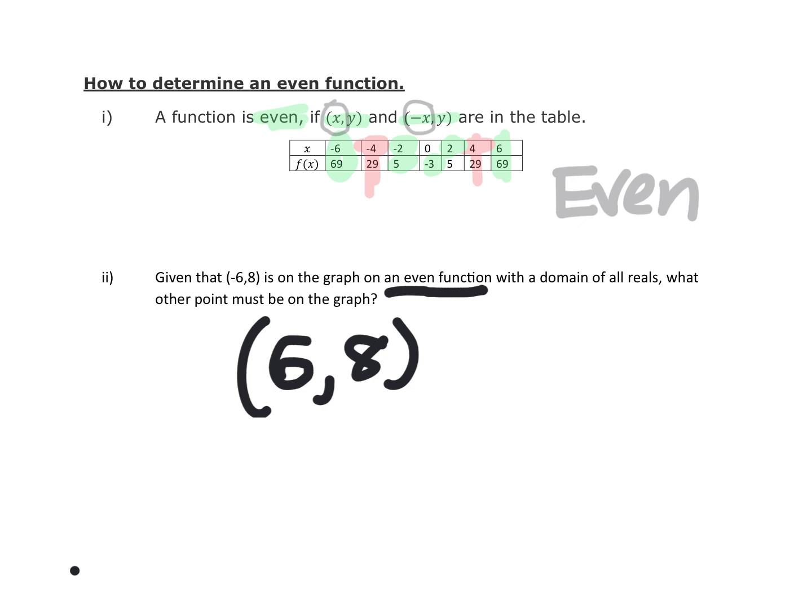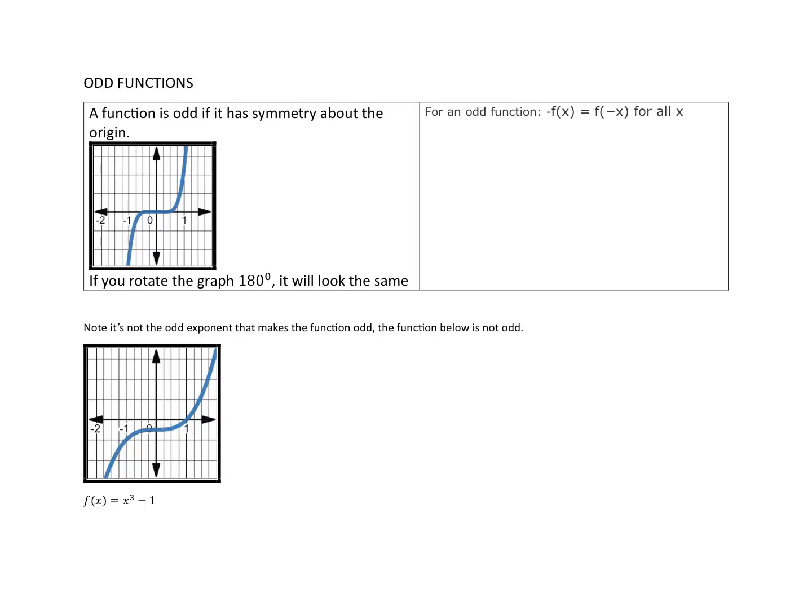Okay, now let's look at odd functions. A function is odd if it has symmetry about the origin. So look at this function here, it's symmetric about the origin. Or another way of looking at it, if you rotate the graph 180 degrees, it looks the same. And another way is if I have negative f of x, then it's going to be the same as f of negative x. And we are going to look at some examples.